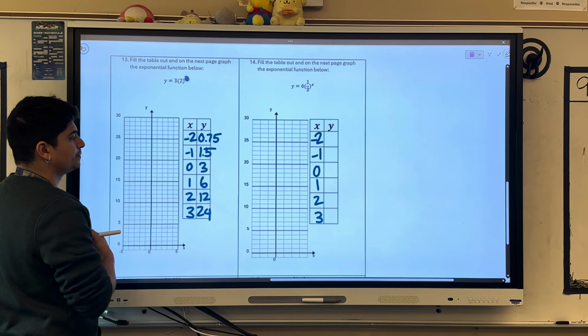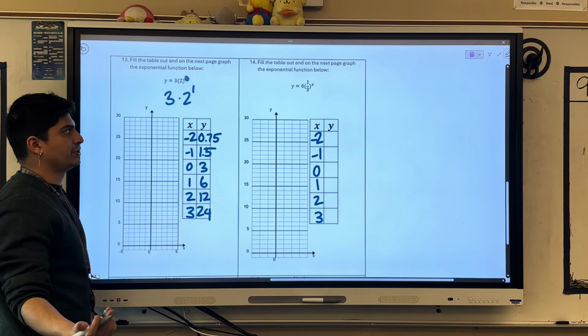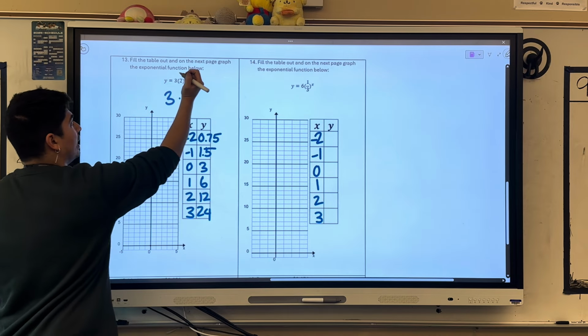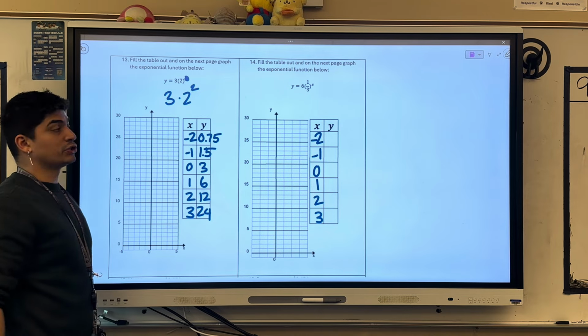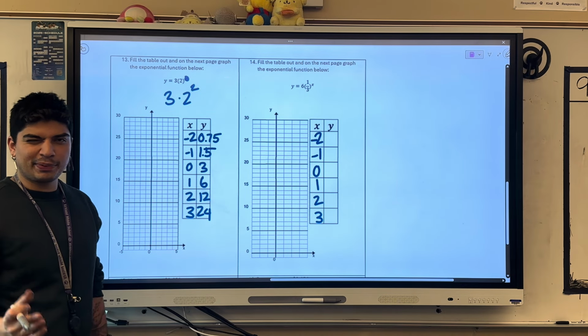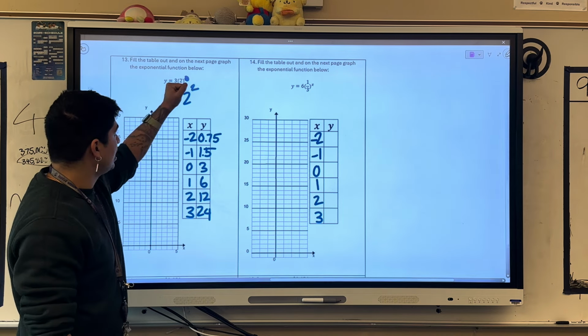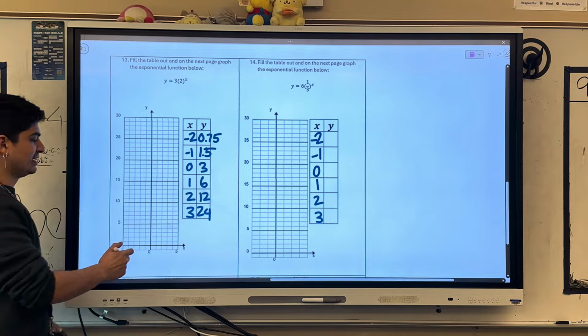So if I had 1, 3 times 2 to the power of 1 would end up being 3 times 2, which is 6. For the next one, if I put this 2 right here, 2 to the power of 2 is 4. 4 times 3 is 12. Oh my goodness, look at that pattern, how it's going to be consistent. And now let's graph it.